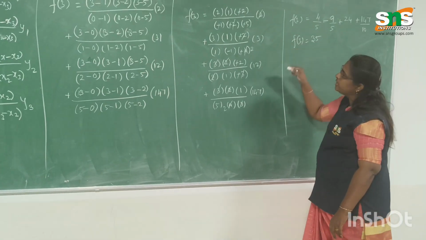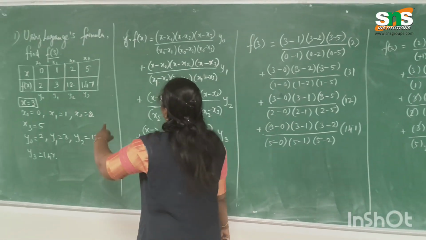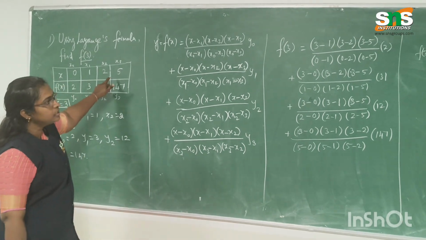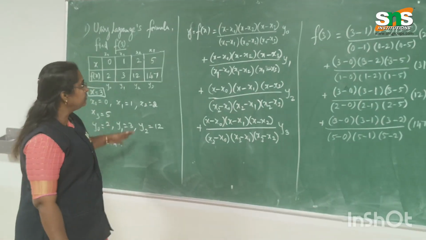This way you can get an answer for this term. You can check the number: this 3 will come here, and the corresponding value 35 is a possible value only. So we can verify like this.